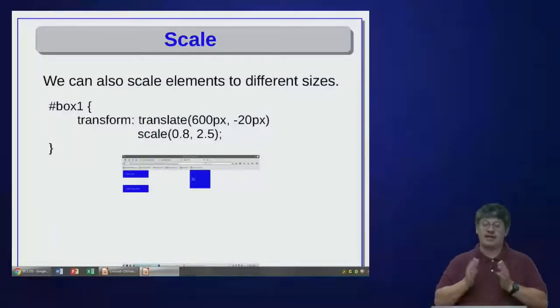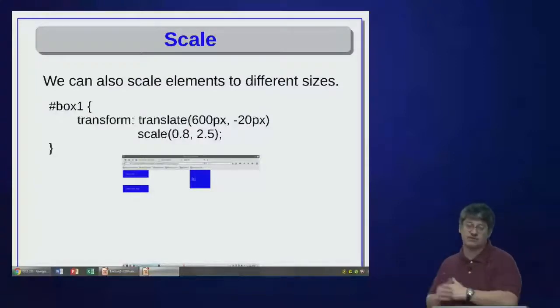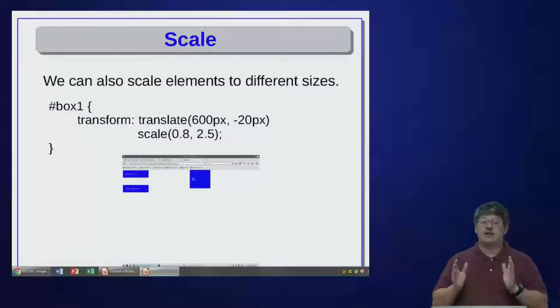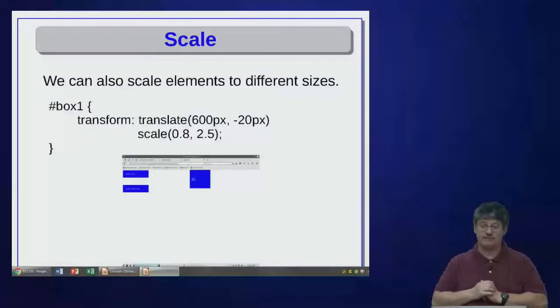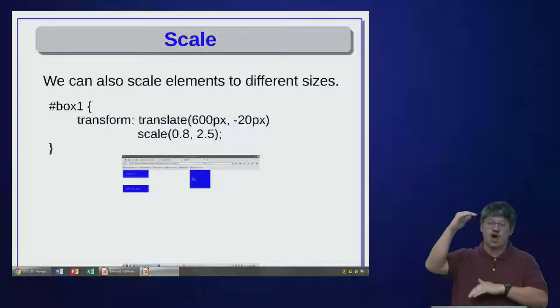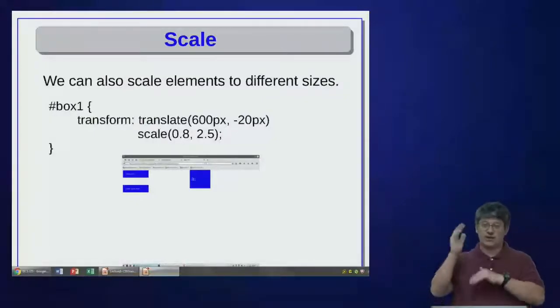So here I'm going to apply again 2 transformations to box 1. This time I'm going to shift it 600 pixels to the right and 20 pixels up. And now I'm going to scale it. I'm going to scale it by 80% in the horizontal dimension, so it's going to be a little bit narrower than it was. I'm going to shrink it to be only 80% of its former width. But I'm going to expand it in the vertical dimension, so it's going to be 2.5 times as tall as it used to be. And if you look at the image, you can see what's happened. It looks fat, but it's actually shorter than the other boxes. It looks fat because it's so much taller that it's actually clipping, and so the ratios are off.